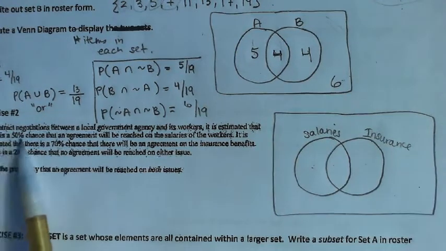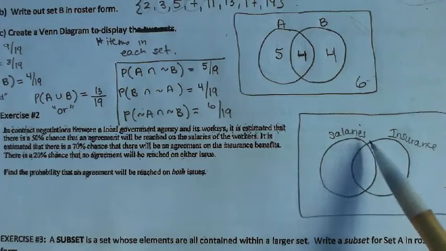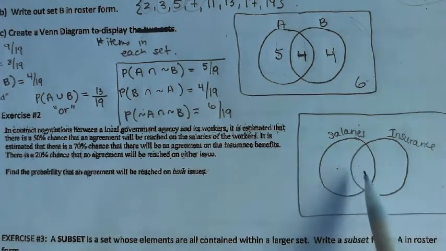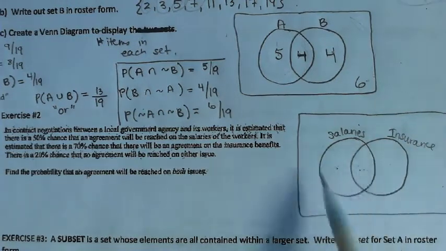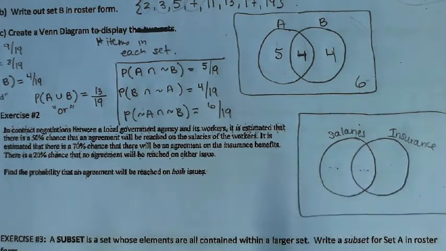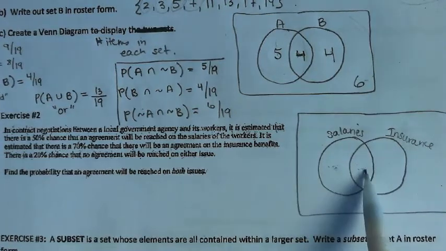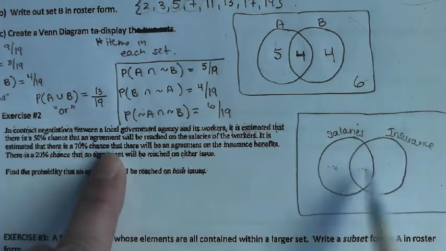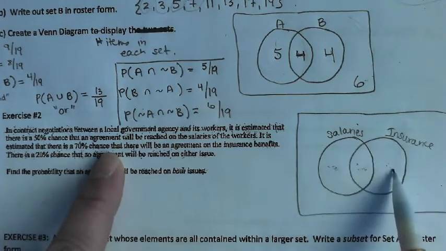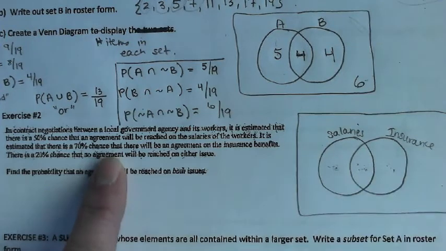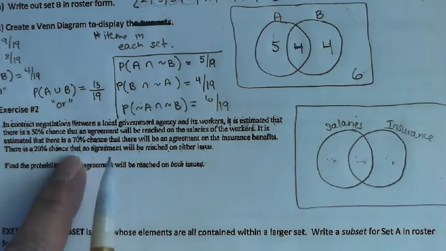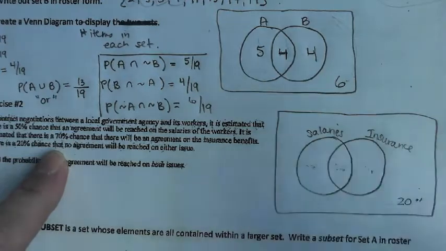So when they tell you that there's a 50% chance of making an agreement on salaries, we don't know how to break up that 50. We know that this number and this number need to add up to 50 total in the salary circle, but we don't know how that's split. Could be 10 and 40, could be 20 and 30, we don't know. But these two should add up to 50. There's a 70% chance of an insurance agreement, so this one and this one in the insurance circle should add up to 70, but again, I don't know how that's going to be split. And then they tell me there's a 20% chance that no agreement will be reached. So that for sure I can put out here. 20% can go on the outside.